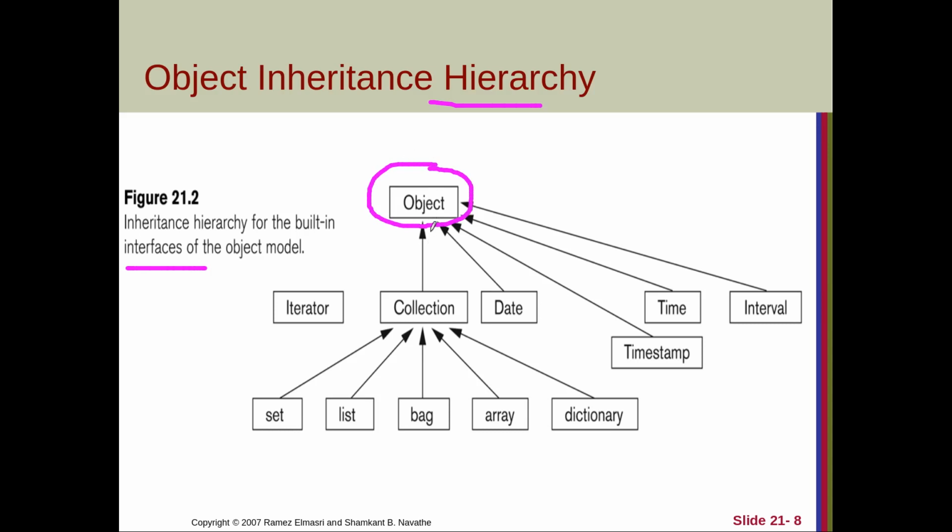From that object interface we inherit a new interface called collection. Similarly, from object we define another interface called date. Again from object we create other interfaces: timestamp, time, and interval. So on top of all the interfaces we have a common interface called object, which consists of all the operations that are common for all the other objects.